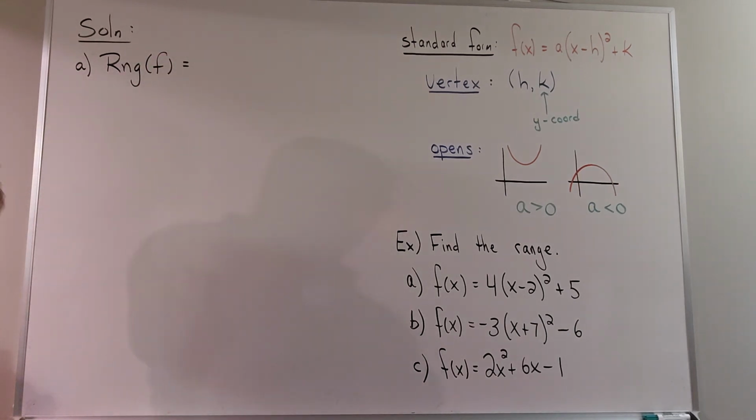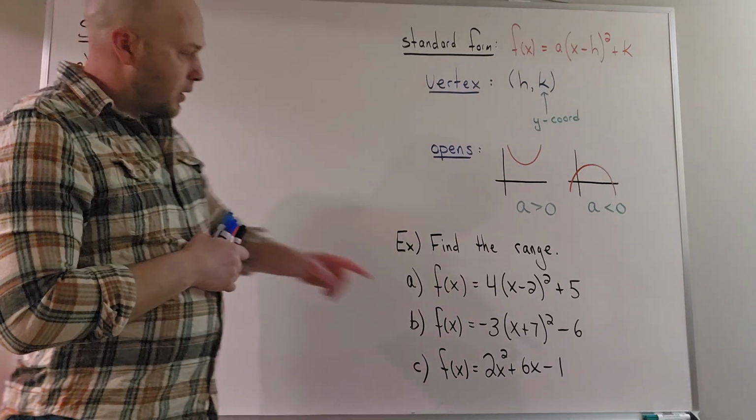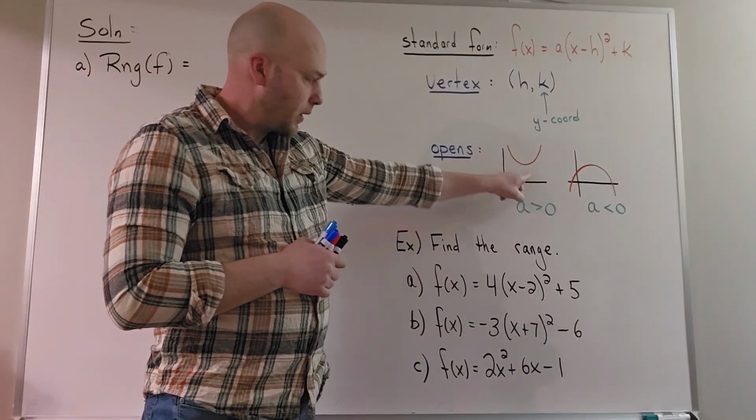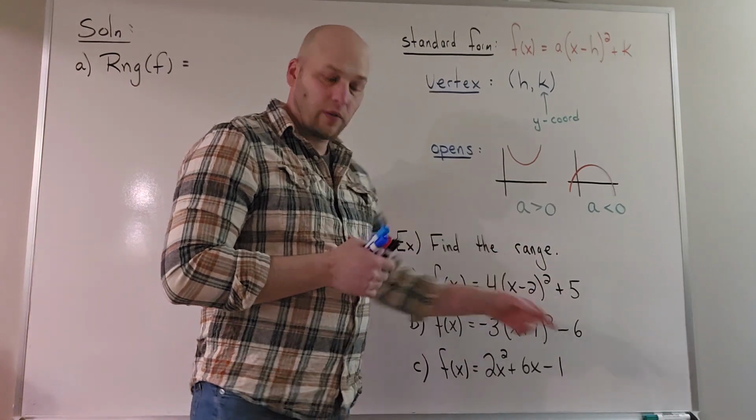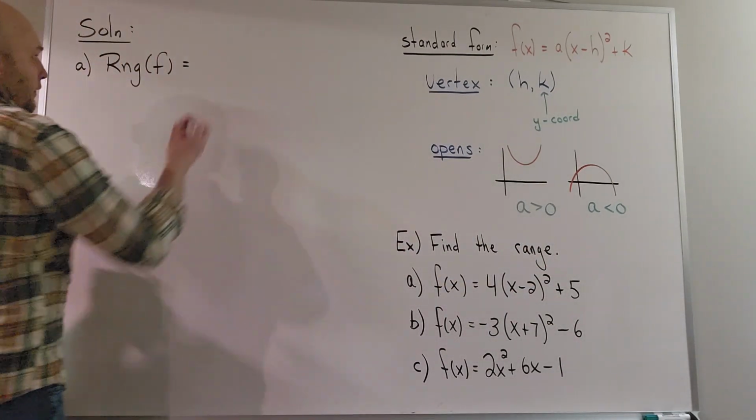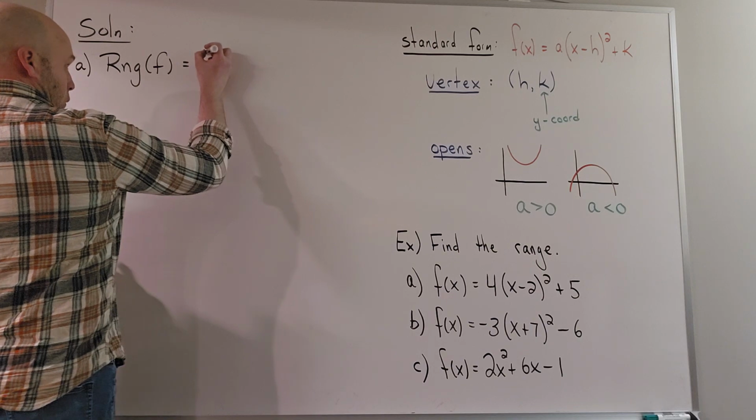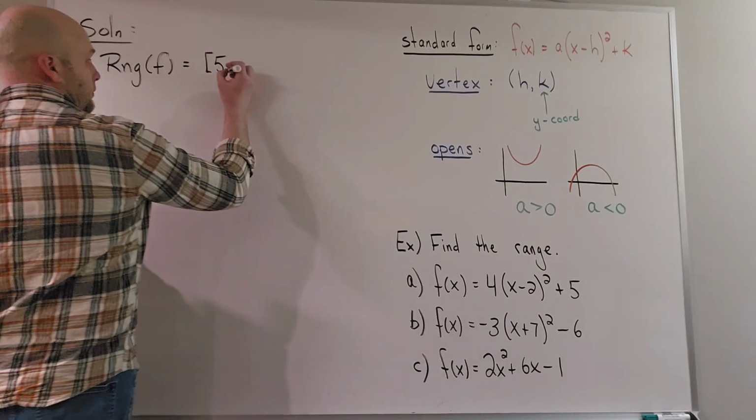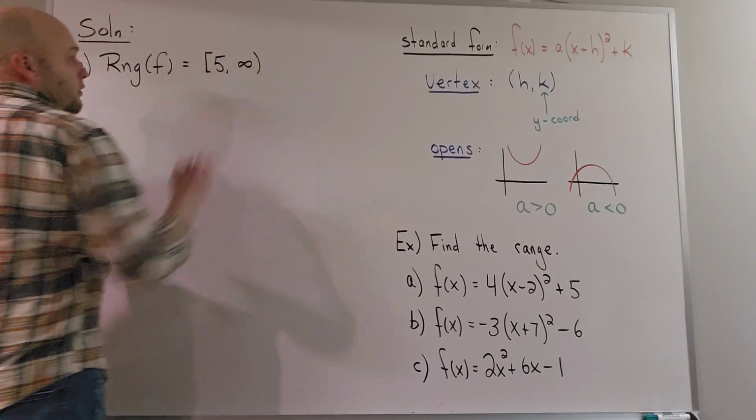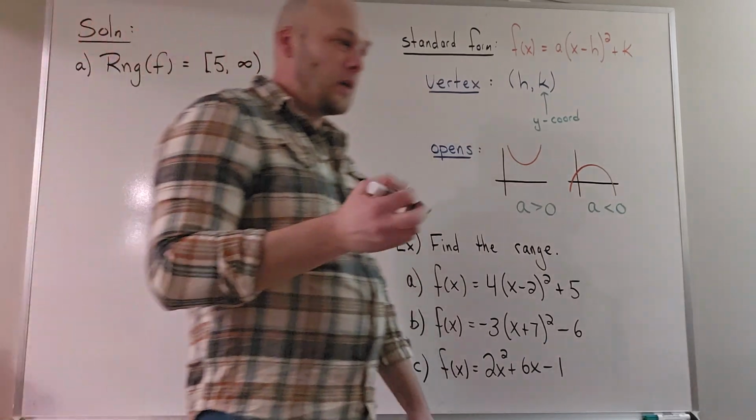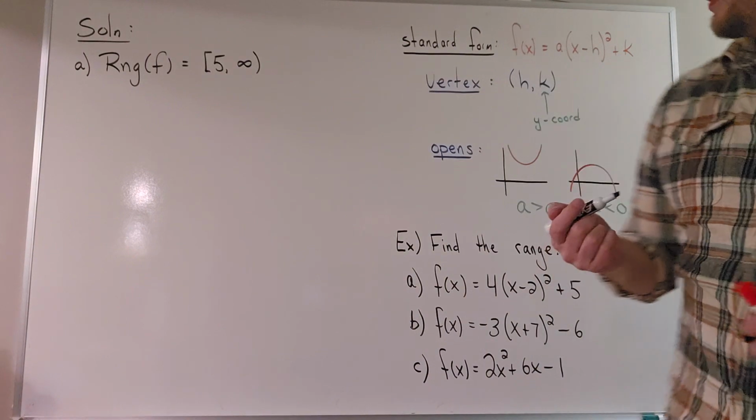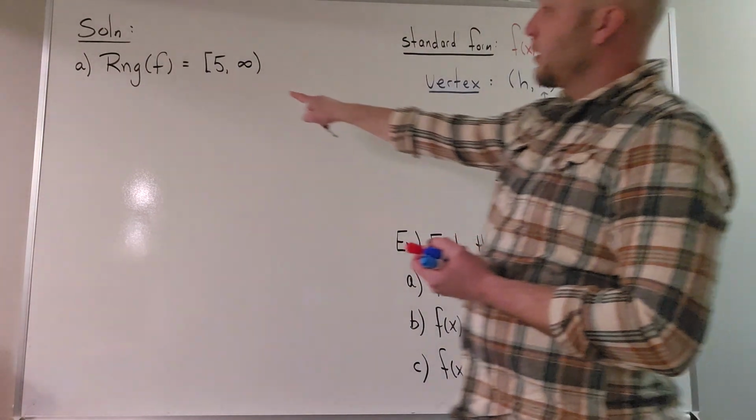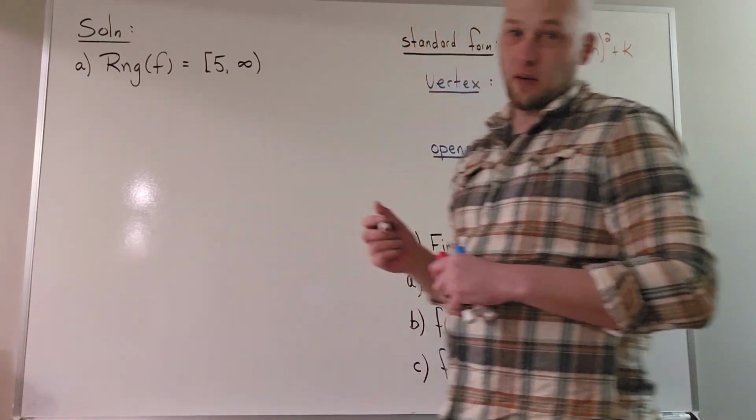Okay, so for part A, the range. The leading coefficient is positive, so that means that the graph opens upwards. The y-coordinate of the vertex is 5. Therefore, I know that the vertex y value giving me 5, the parabola opens upwards, says that the range is from 5 to infinity. Okay, so it opens upwards, that means it has a minimum to it, and the minimum is the value of 5. And that is included because the vertex is actually a point on the graph.